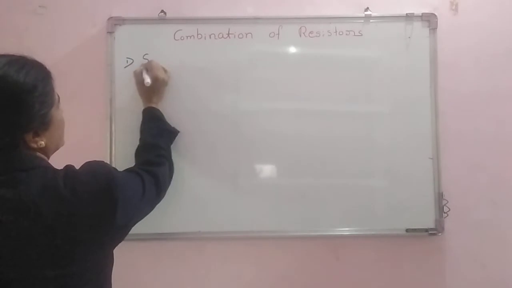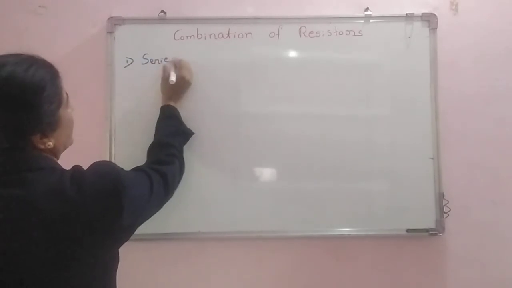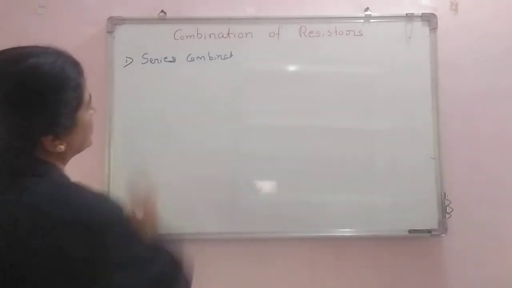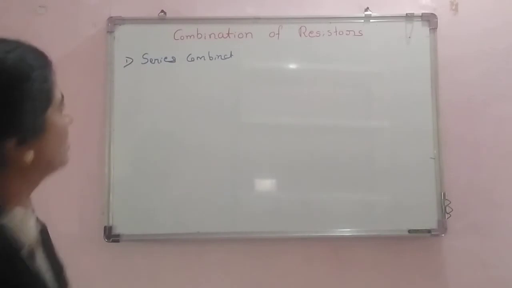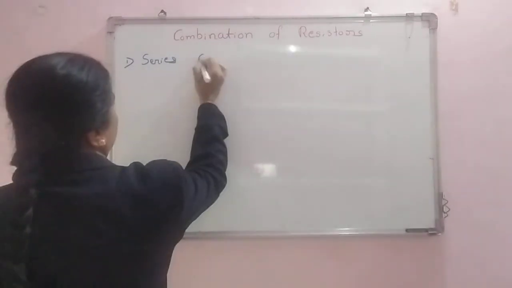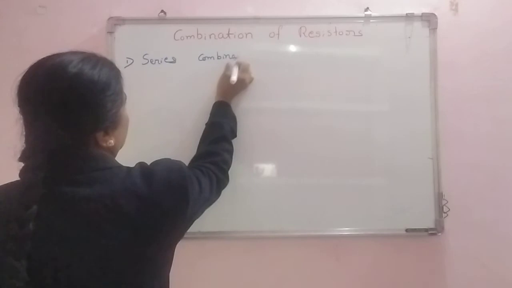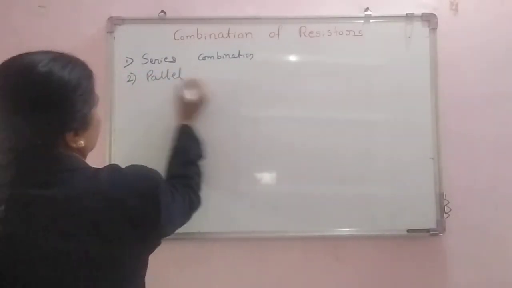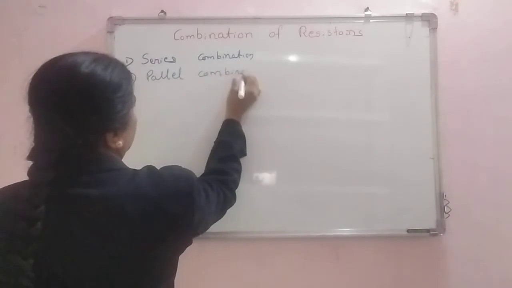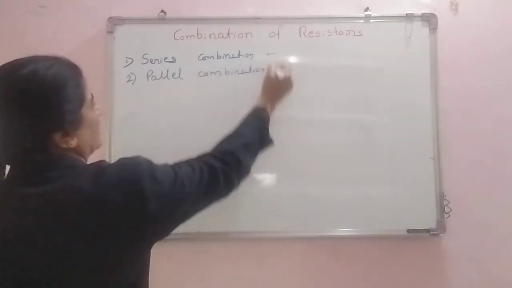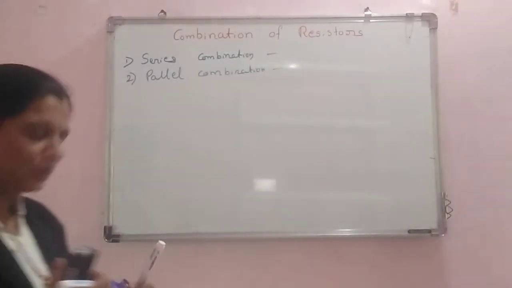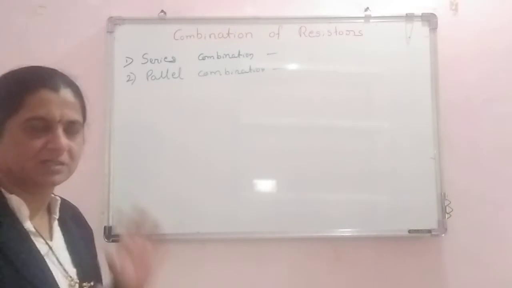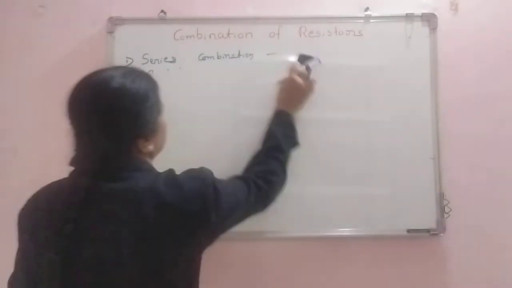There are two types of combination of resistors to get the required resistance value from the available resistors. One is series combination, and the second one is parallel combination. The first one is series combination.